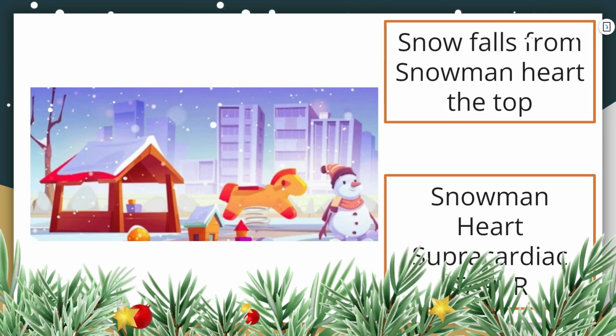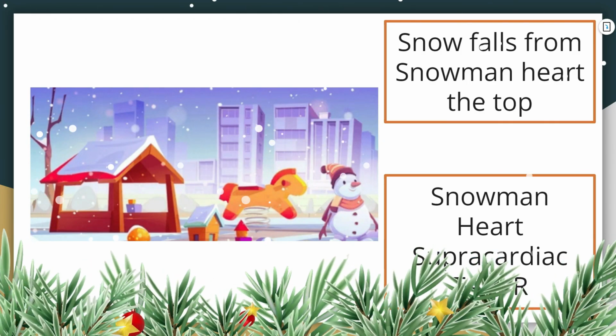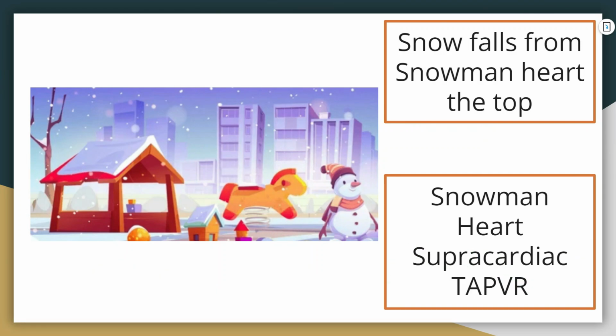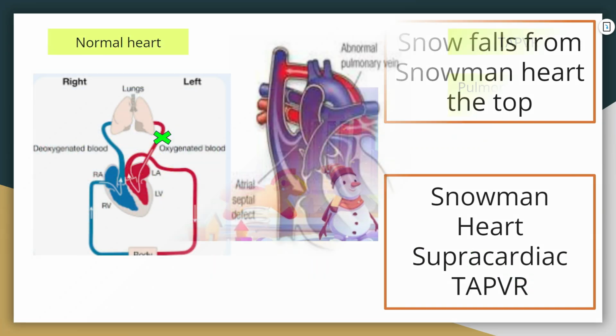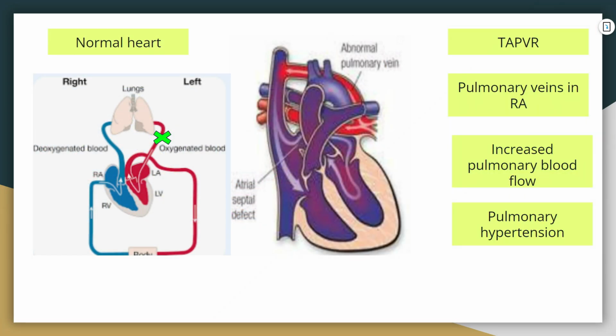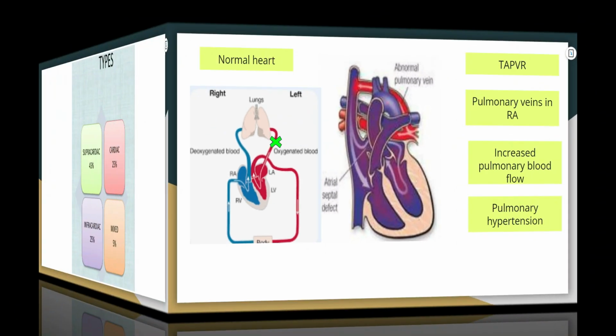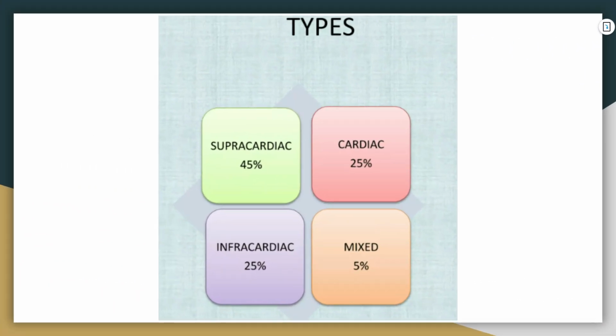Mnemonic to remember is snow falls from the top, from the sky. So snowman heart is seen in supracardiac TAPVR. TAPVR is a cyanotic cardiac defect where the pulmonary veins fail to connect to the left atrium. Pulmonary veins connect directly to one of the systemic veins. There are 4 types of TAPVR: supracardiac, cardiac, infracardiac and mixed.